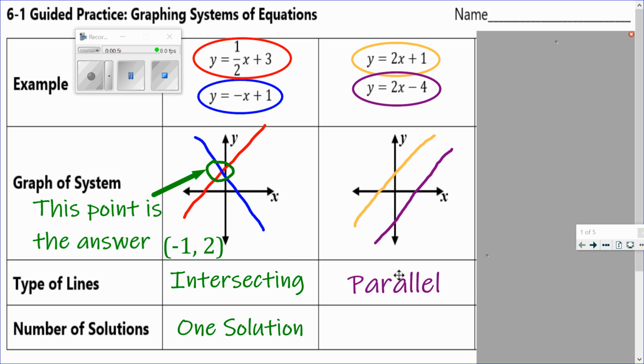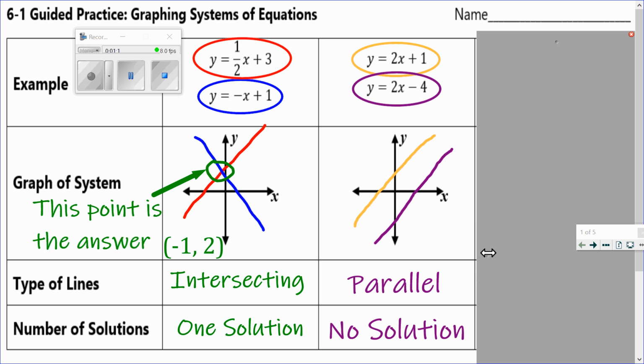So since they are parallel, and we know that the answer to a system of equations is wherever the two lines intersect, and we know parallel lines will not intersect, then that tells us that when we have two parallel lines, there is no solution.